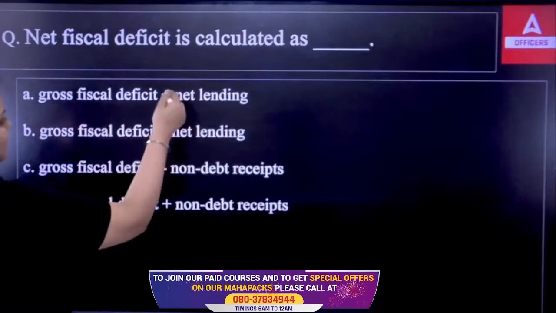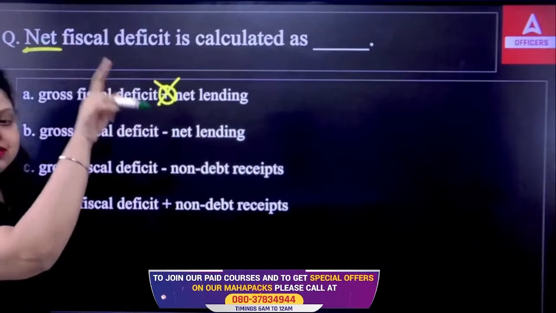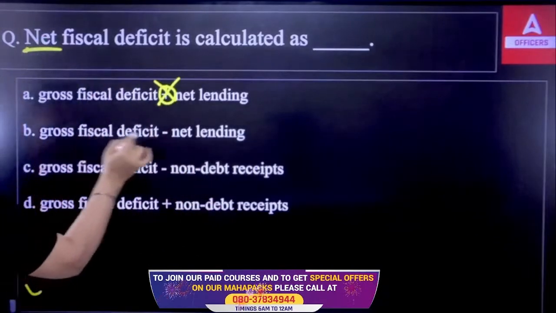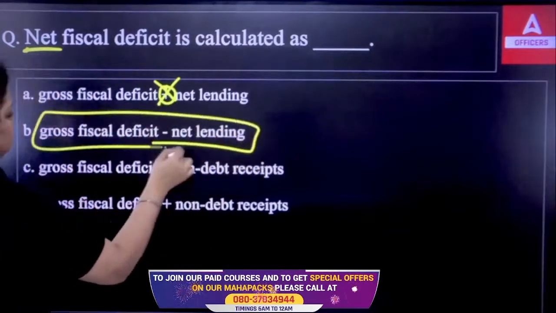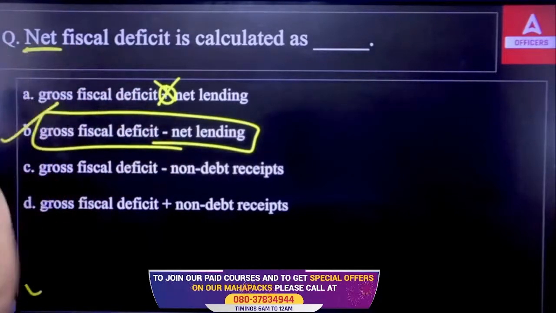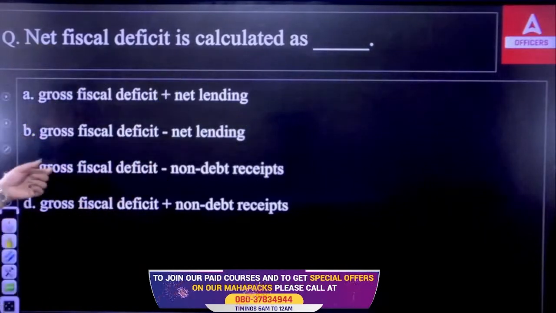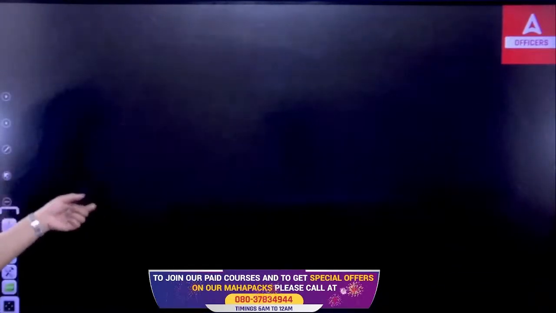Gross fiscal deficit plus net lending? You can't plus, you have to calculate net value. Net means remained value you have to calculate. So gross minus net lending, is it true? Yes, it is true. We have just discussed in the form of difference. The difference between the two is known as net fiscal deficit. So simply gross fiscal deficit minus net lending will be the right option. Okay, right answer will be B.